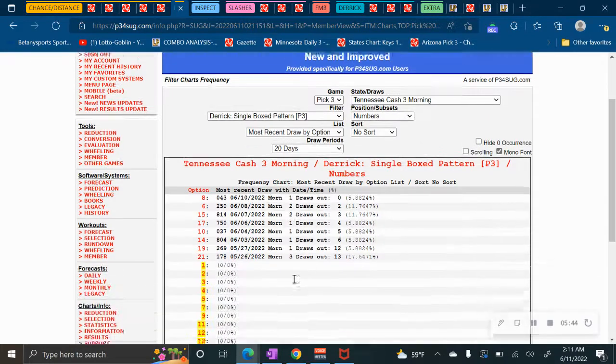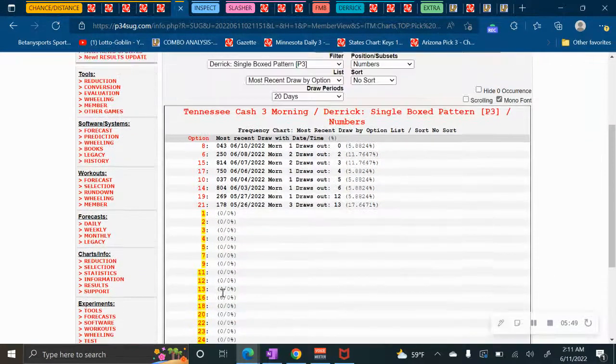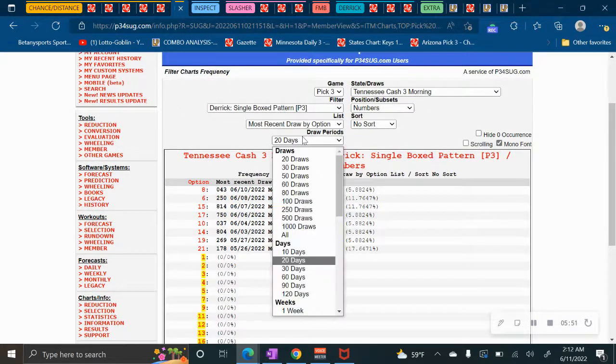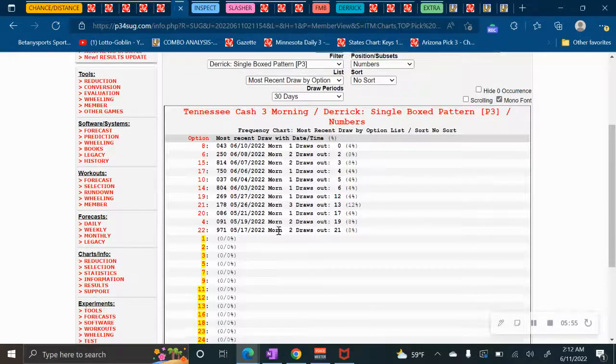Let's do 20 days. See, even at the 20 days, there's a high chance that's going to be a 1 tomorrow. All right. I manipulate it. Look at it. Look at a 30-day. Now you're getting a little bit more risky, right? But you see what I'm saying? So there's always a risk.